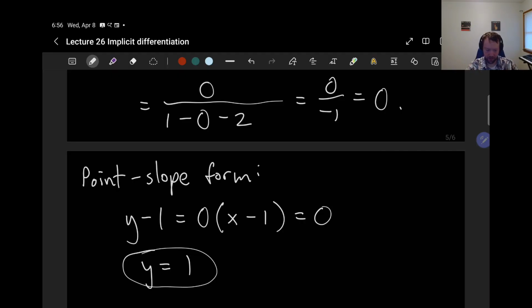All right, so next time we will discuss related rates. It's one real-world practical example of this stuff being applied.